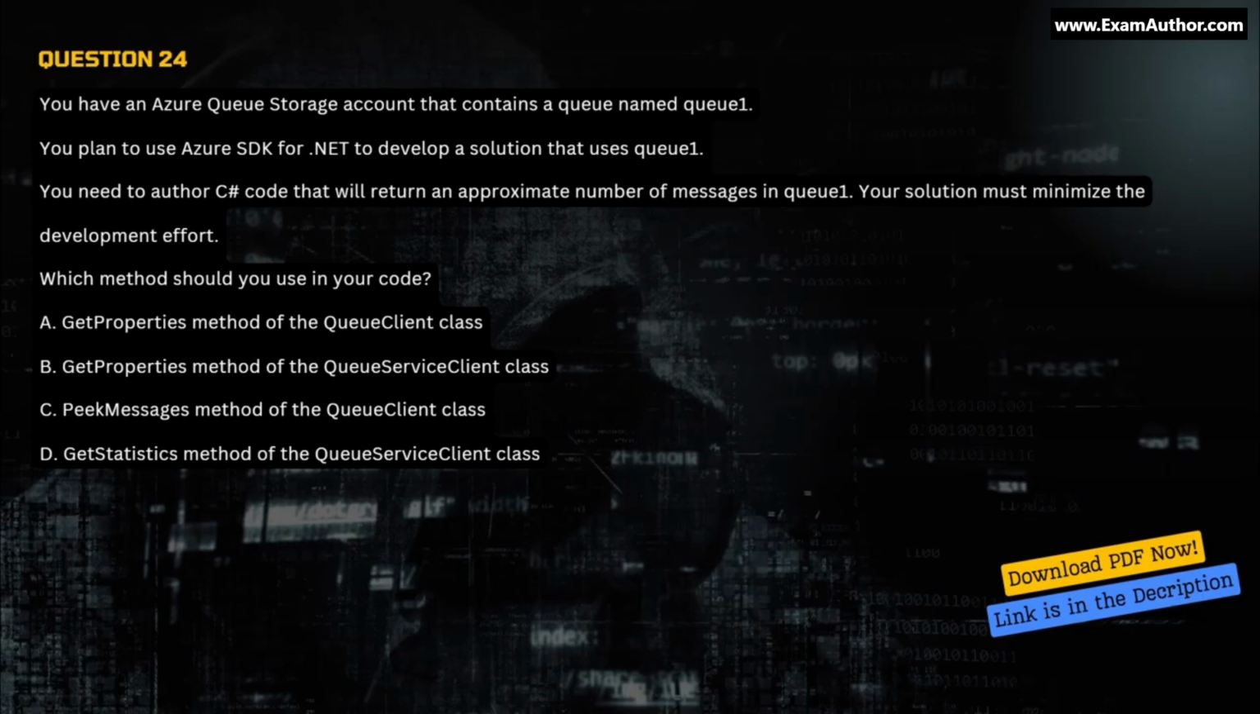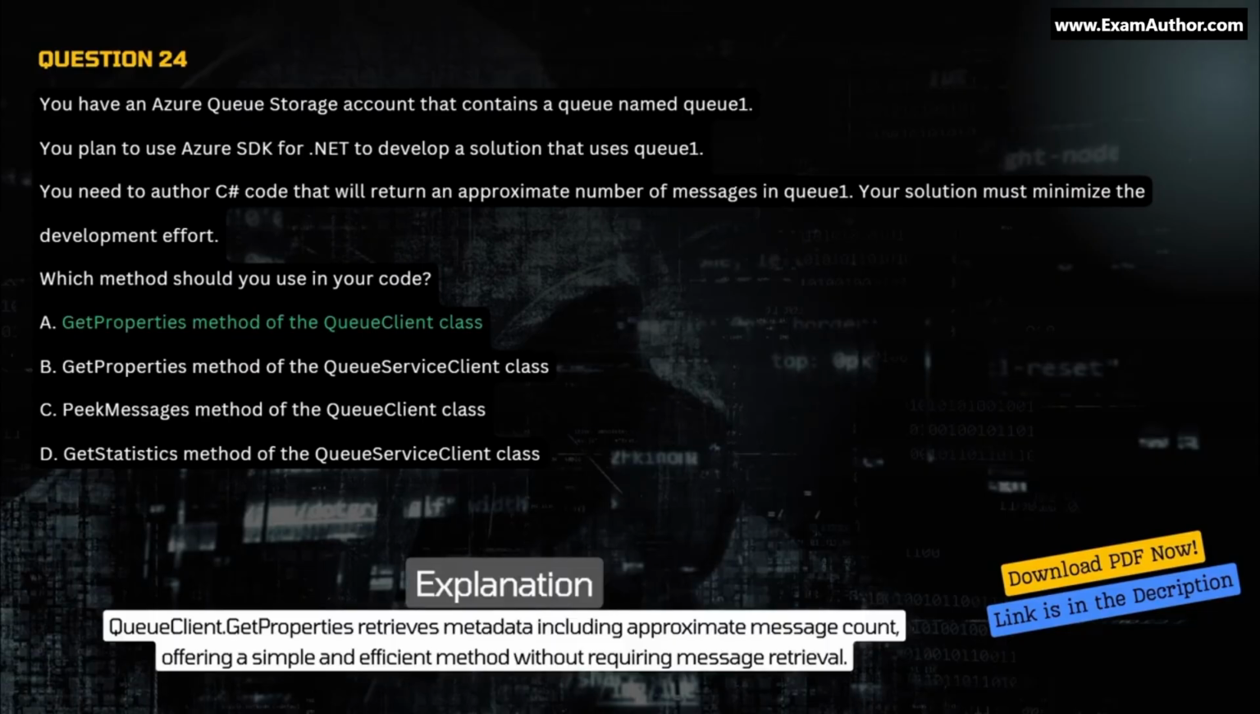A. getProperties method of the QClient class. B. getProperties method of the QService client class. C. peakMessages method of the QClient class. D. getStatistics method of the QService client class. Correct answer A. getProperties method of the QClient class. Explanation. QClient.getProperties retrieves metadata including approximate message count, offering a simple and efficient method without requiring message retrieval.